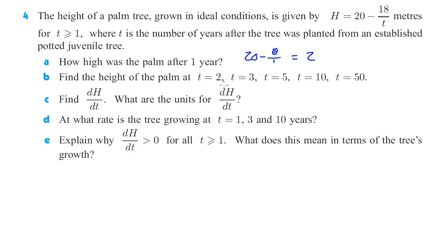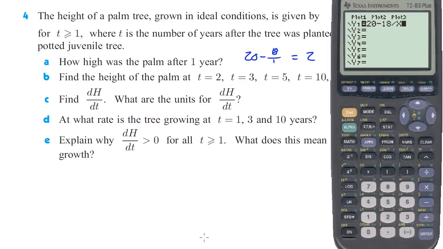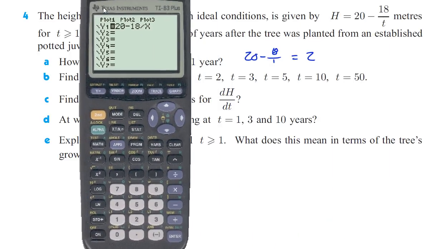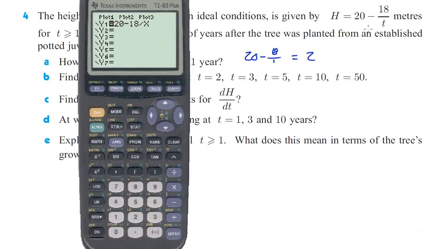Part B, find the height of the palm at t equals 2, t equals 3, t equals 5, 10, and 50. So we're basically just going to keep plugging. We'll plug 2 in for t, 3 in for t, and so forth. To do this a little bit faster, we can enter this equation, 20 minus 18 over t, or x in this case, and then graph it. Notice that there's 1, that's why they're saying this only works after 1. Otherwise, it'd be a negative height of the tree, and that doesn't make much sense.